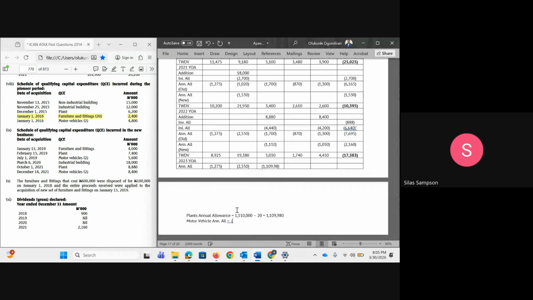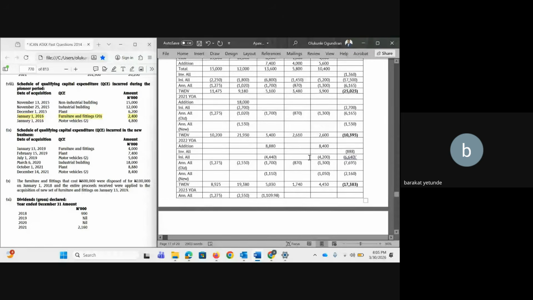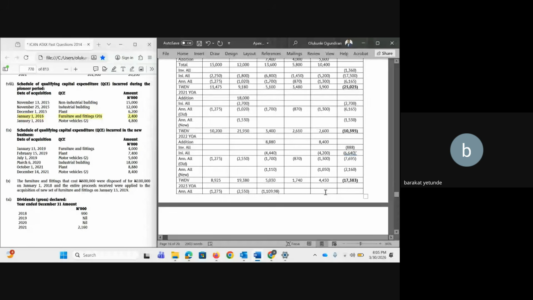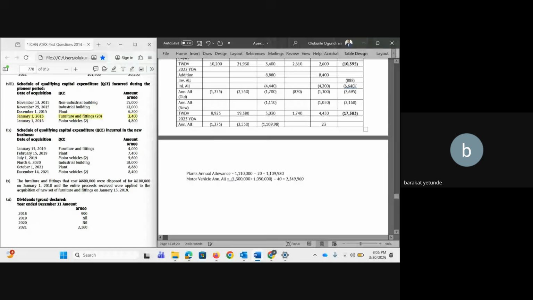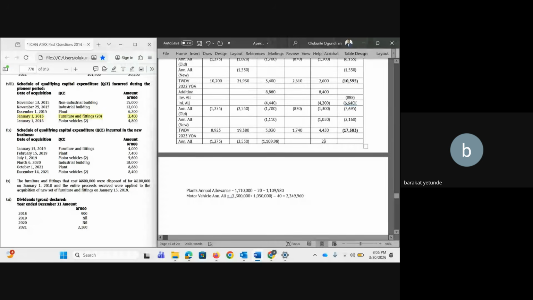So for the allowance now, I have 1.3 million plus 1,050 minus 14. What do you have? 2,349,960. It's the second to the last. Am I correct? Is this where it should be?